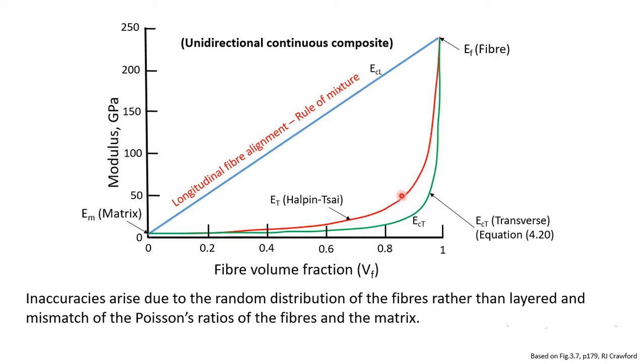Halpin-Tsai model, which is an empirical relationship, gives values very close to the actual values, rather than theoretical values. Inaccuracies arise due to the random distribution of the fibers rather than layered, and mismatch of the Poisson's ratios of the fibers and the matrix. So in actual values, when we do the experiments, we can find that the fibers are actually not layered, they are in random distribution. So those kinds of inhomogeneous distribution may cause some inaccuracies in our results, but these are basically the theoretical values, and the Halpin-Tsai model is based on an empirical relationship.